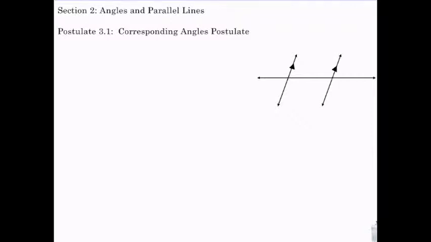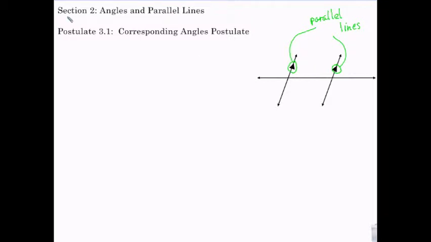To talk about some symbolism on here. When you see these two triangles pointing in the same direction on two lines, this means that these lines are parallel. Okay? Whenever you see two triangles going in the same direction on two lines, that means that those lines are parallel to each other.